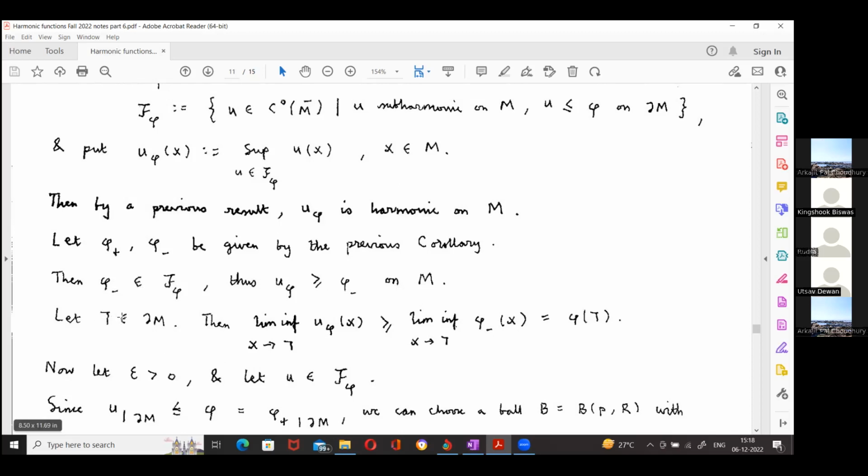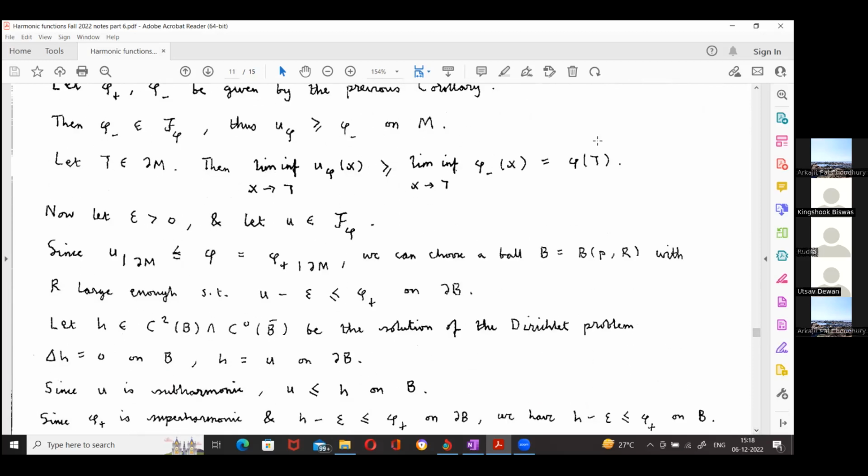So therefore, if we take a boundary point xi in boundary M, then the lim-inf as x goes to xi of u phi x is greater than or equal to the lim-inf as x goes to xi of phi minus of x, and that is equal to phi of xi. We know that phi minus has the boundary value phi, so this lim-inf is going to equal phi. So therefore, we get one inequality: the lim-inf of u phi, as x tends to xi, is greater than or equal to phi xi.